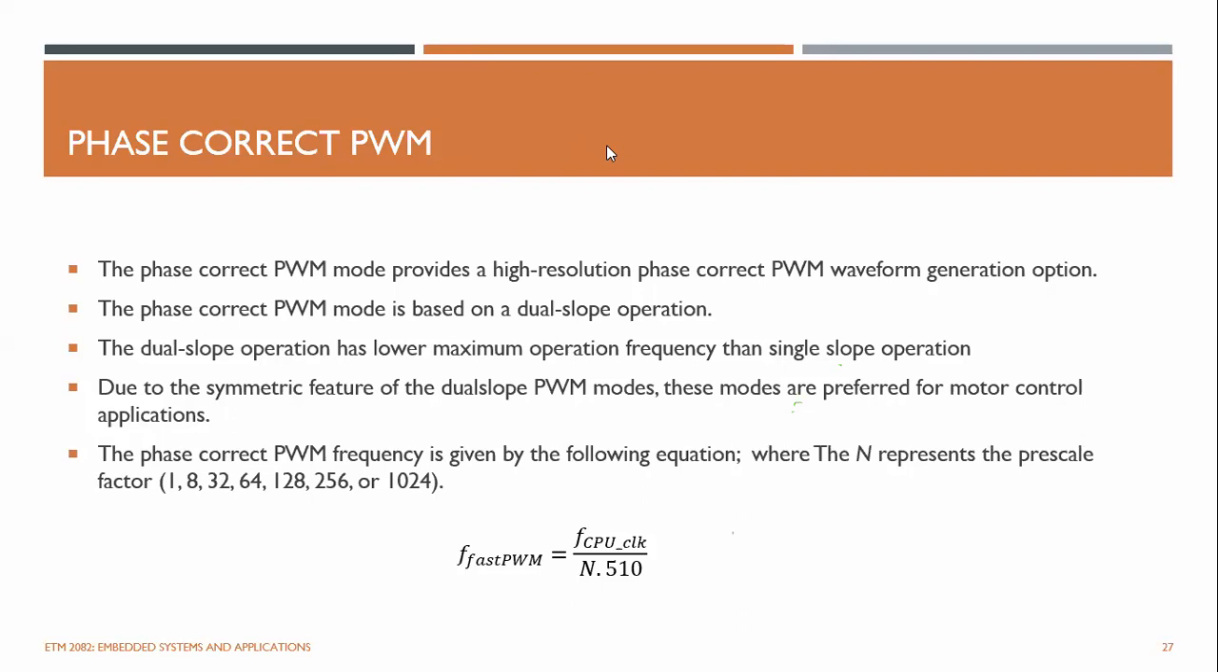This is the phase correct PWM, which has a higher resolution compared to the fast PWM, which has a frequency defined in this equation. This is a prescaler. So the maximum frequency is half of the fast PWM.